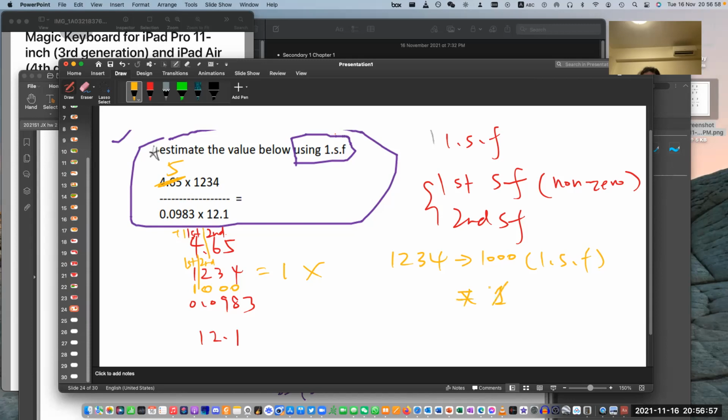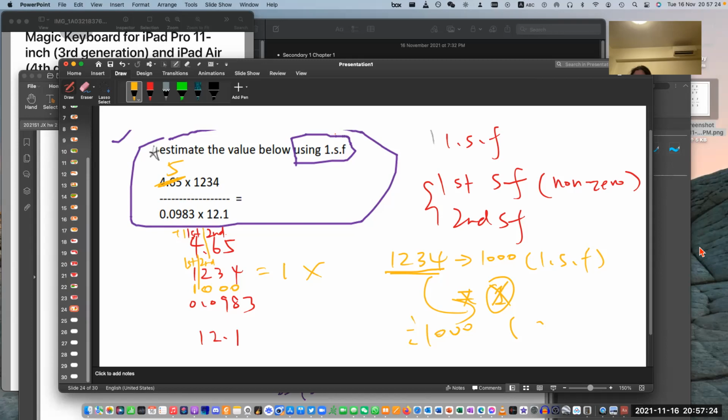Why is equals to 1 wrong? Because you start with 1, 2, 3, 4, and this number is in thousands. Basically, if you get 1, you have shrunk this 1,000 number into 1. So you have shrunk it like 1,000 times, which doesn't make sense.